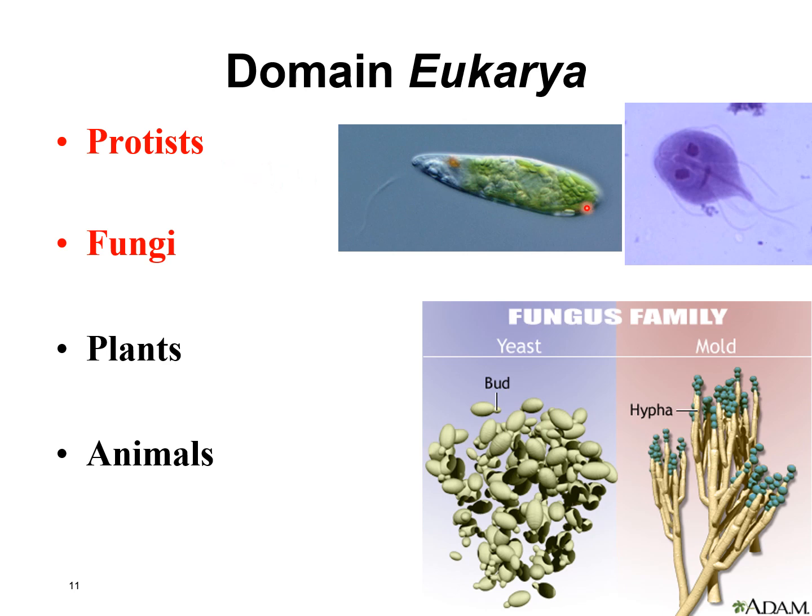So here's some examples of protists here. We've got a Euglena that likes to live in ponds. And then here's a Giardia. This one you can get from drinking untreated stream water. It gets into your intestines and can give you really bad diarrhea.